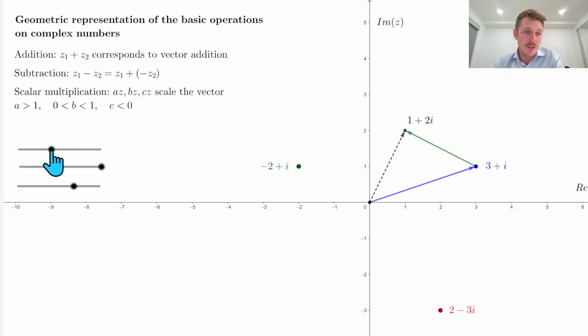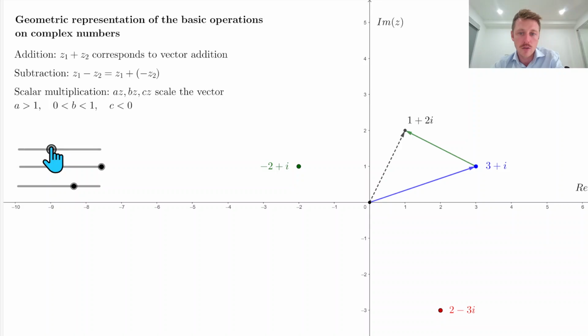Okay, the next thing we can talk about is subtraction. Subtraction just goes the other way, right? Subtraction is addition, but you're doing negative vector addition. So I'll leave that as an exercise for you to think about. Just take one vector and you reverse it and then add them together.